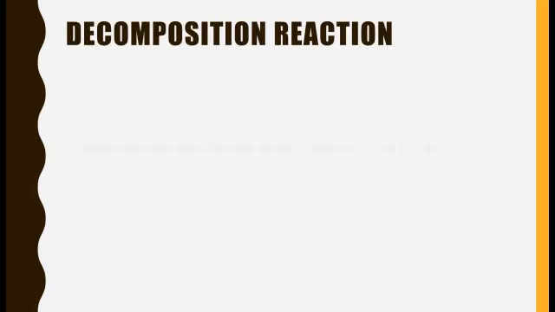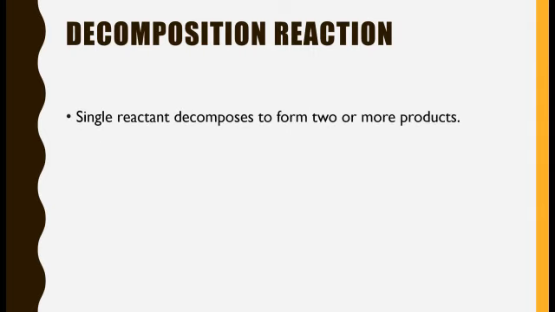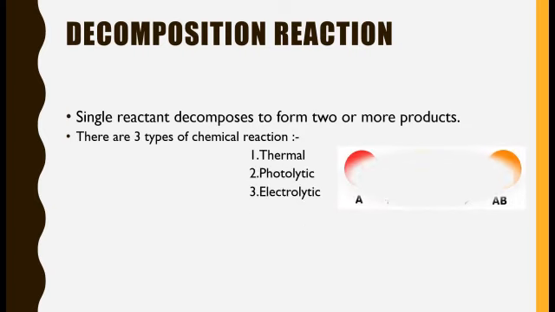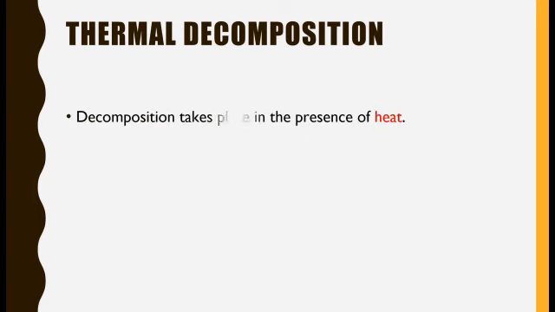The next type of reaction is decomposition reaction, and the definition for that is a single reactant decomposes to form two or more products. And there are 3 types of decomposition reaction, and they are thermal decomposition reaction, photolytic decomposition reaction, and electrolytic decomposition reaction. Thermal decomposition reaction. So here the decomposition takes place in the presence of heat.